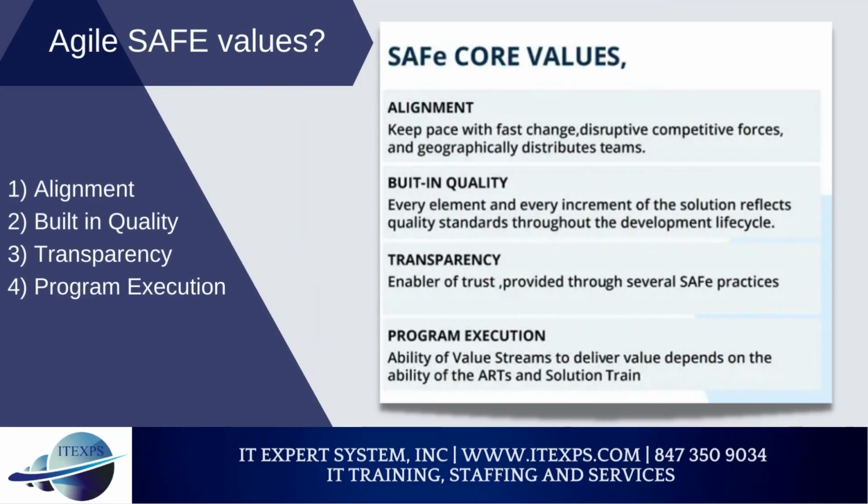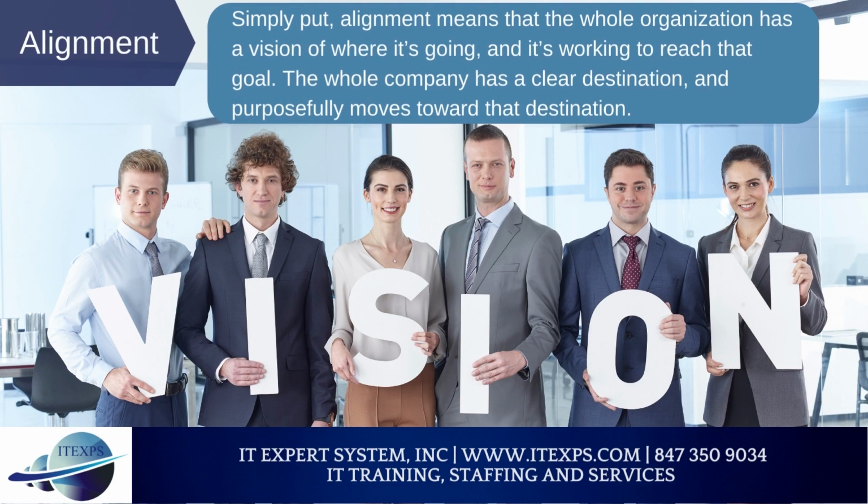Agile SAFe Values. Alignment. Built-in quality. Transparency. Program execution. Alignment. Simply put, alignment means that the whole organization has a vision of where it is going, and it is working to reach that goal. The whole company has a clear destination, and purposefully moves toward that destination.